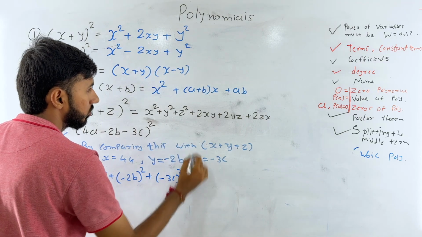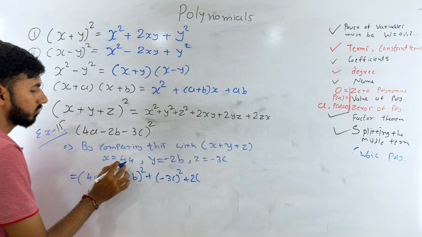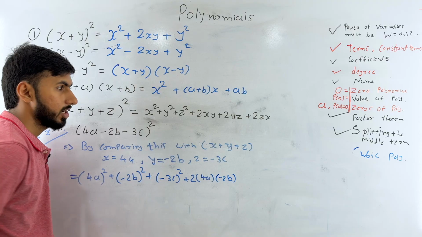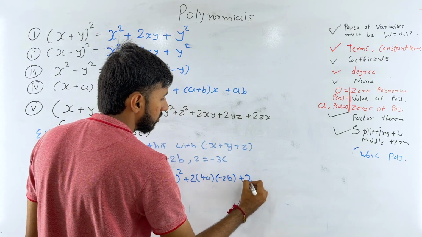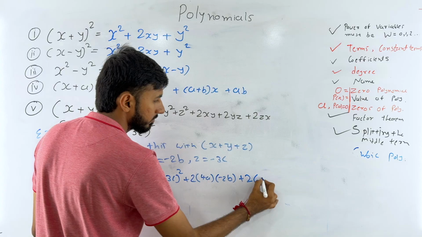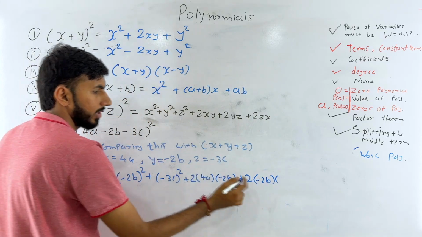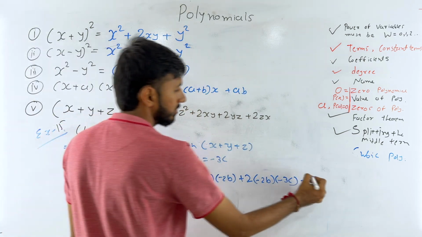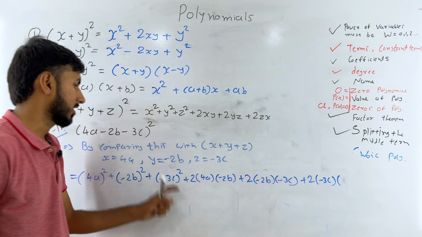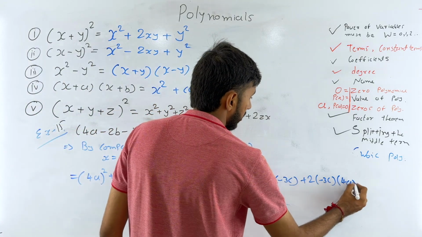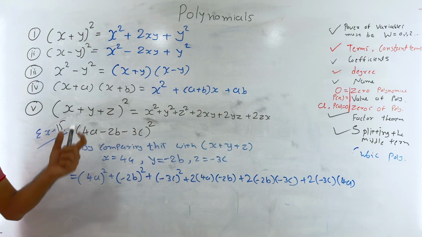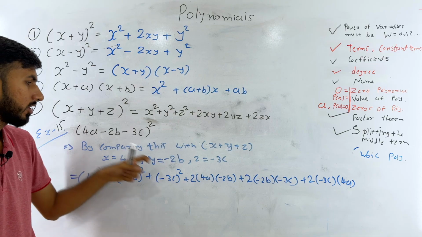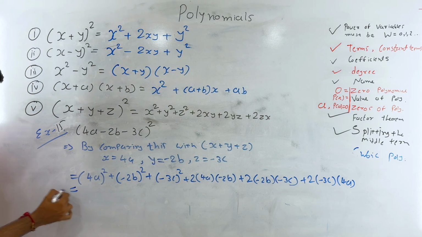Now first one is 2xy, that means 2, in place of x I have 4a, in place of y I have minus 2b, so I have to write it. Now second one is plus 2yz, 2, in place of y I have minus 2b, in place of z I have minus 3c. Now plus 2zx, in place of z I have minus 3c, and in place of x I have plus 4a. In this type of question, there is only one chance of mistake, and that is of your sign, right? So don't forget to bring your sign with you in the question.